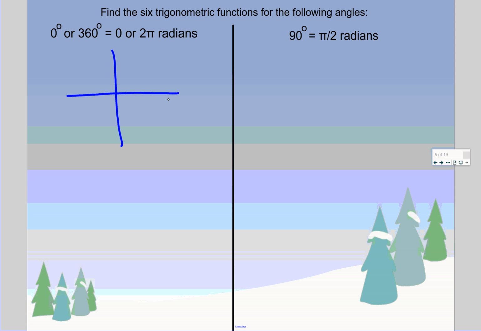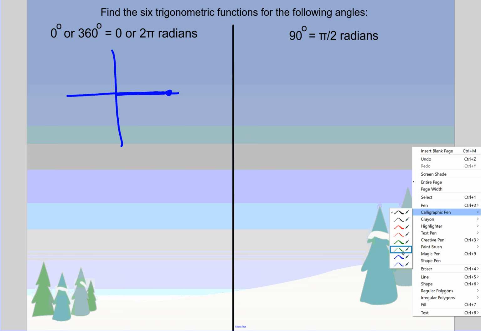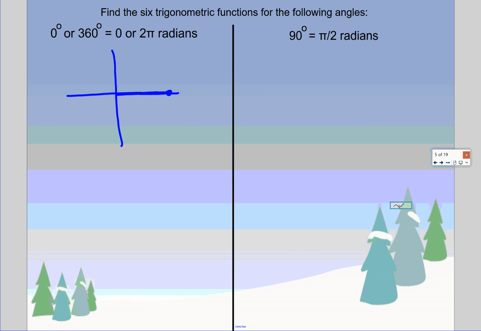And we're going to do the 0 degree one first. 0 and 360 are essentially the same thing, right? It's going to be that point over there. If I have that angle, it starts and stops at the same place, right? Its initial and terminal side are both on the positive side of the x-axis. In order to find, oh, we need a different color pen here.